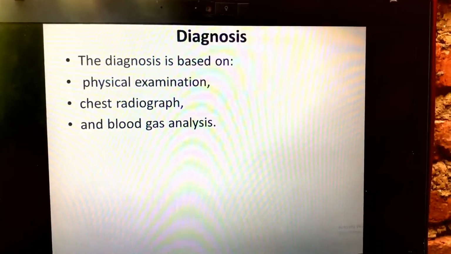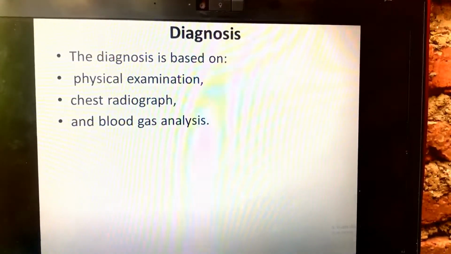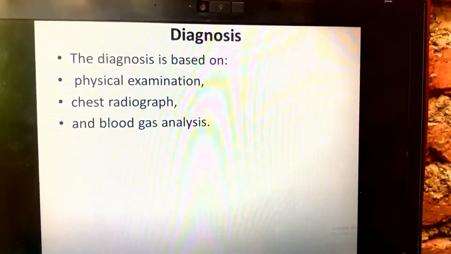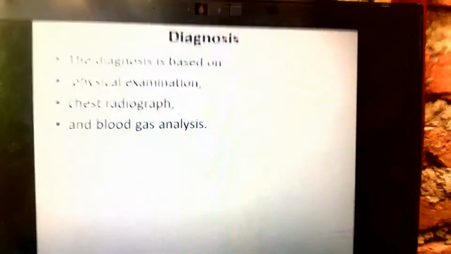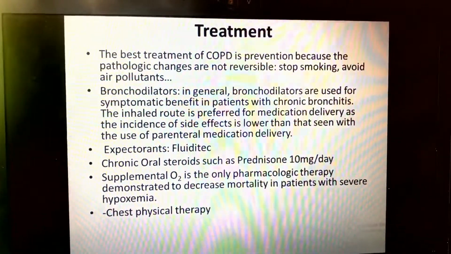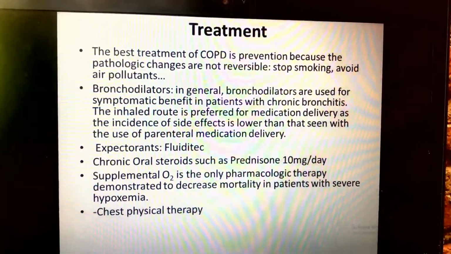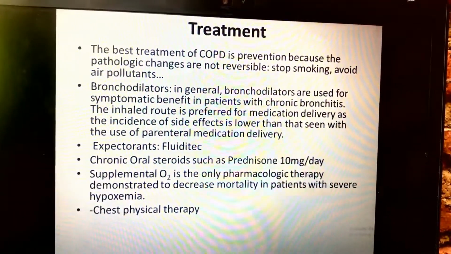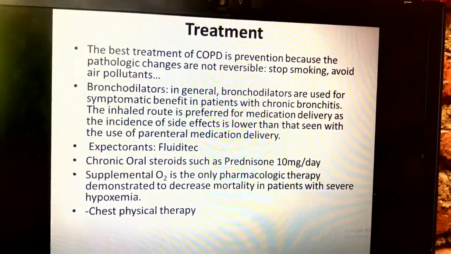How to diagnose chronic bronchitis? We'll use the physical examination, chest radiography, and blood gas analysis. The treatment of chronic bronchitis. The best treatment of COPD is prevention because the pathologic changes are not reversible. Now, tell the people to stop smoking and avoid air pollution.